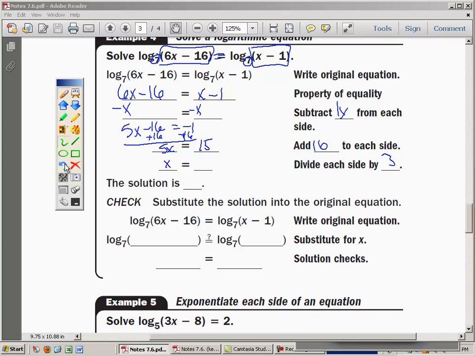15 divided by 5. We're going to divide both sides by 5 because the leading coefficient here is a 5. Dividing both sides by 5, we get x is equal to 3. All right, so my solution is 3. So hopefully you're using pencil, not pen.